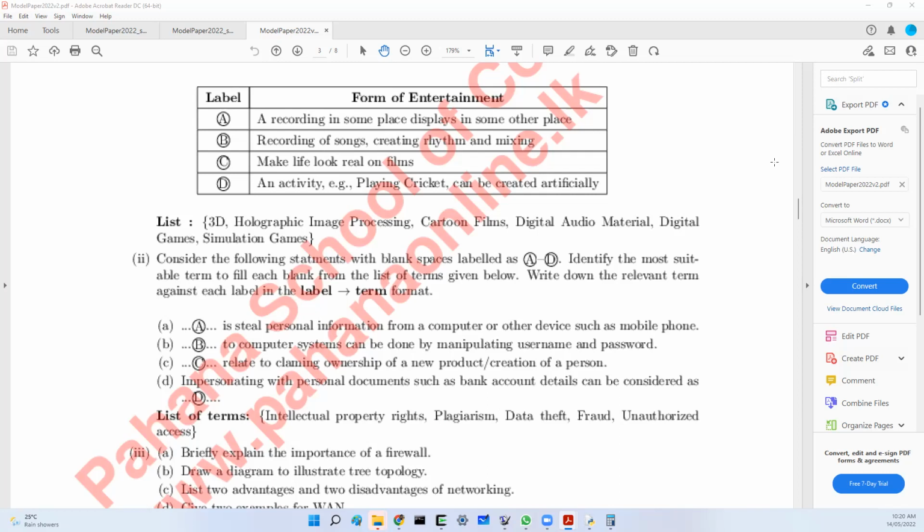Intellectual property rights. Yes. Now, when you create a new product, remember you need to claim that the product is developed by you.